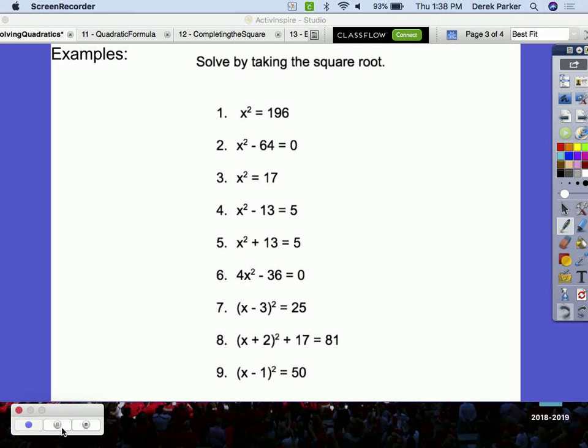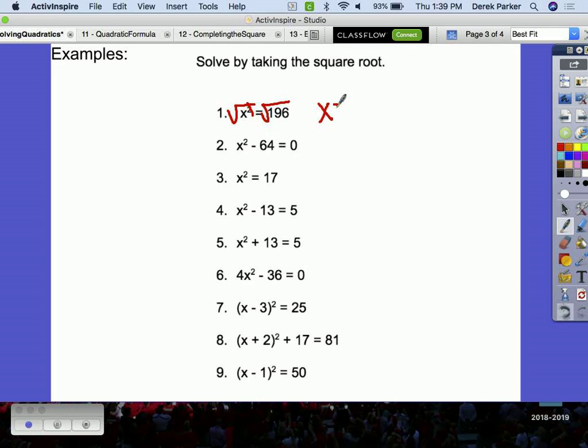x squared equals 196. Take the square root of both sides. x equals 14. Now this is important. It's not just 14. It's positive and negative 14. Positive 14 will work, but also negative 14 will work.